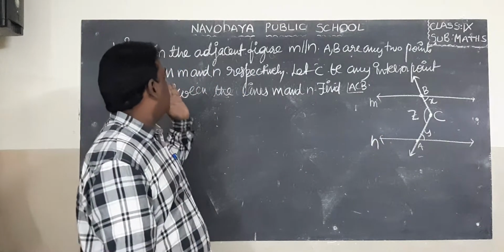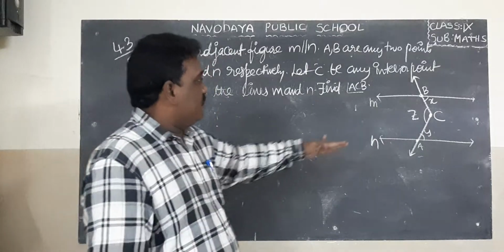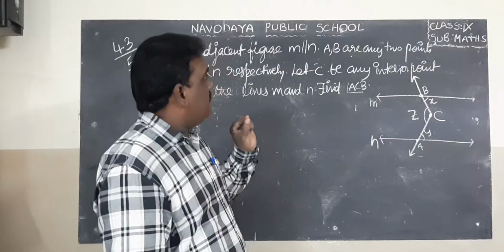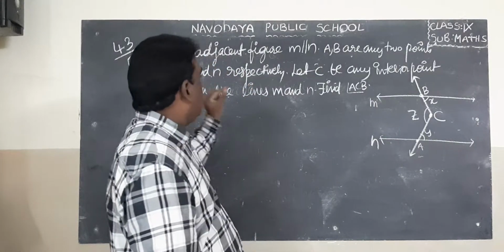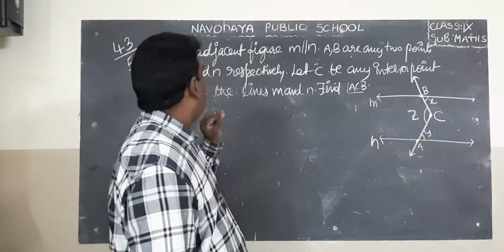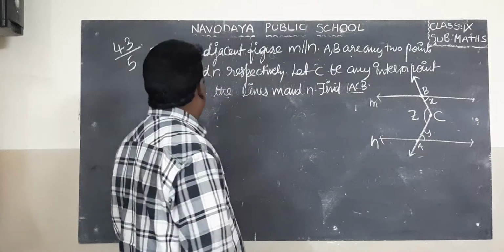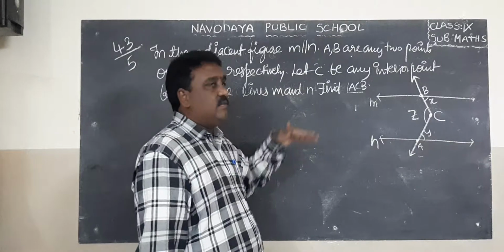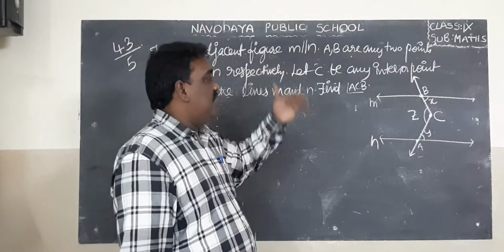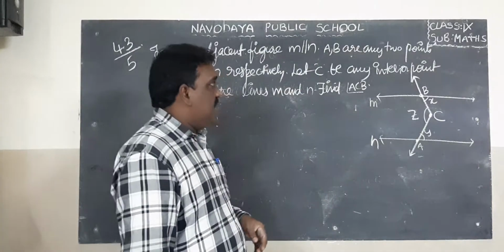So what is given in the problem? In the adjacent figure, M parallel to N. Second, A, B are any 2 points on M and N. A is a point on N, B is a point on M respectively. Let C be any interior point between the lines M and N. Where is C? C lies between M and N. Then find angle ACB.